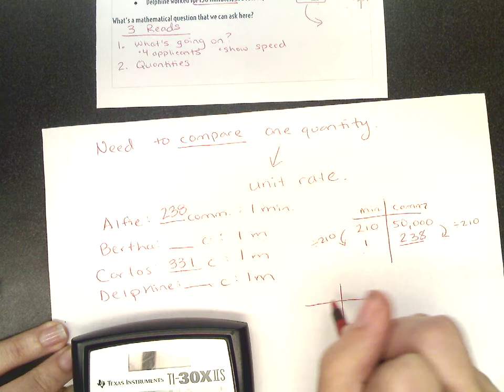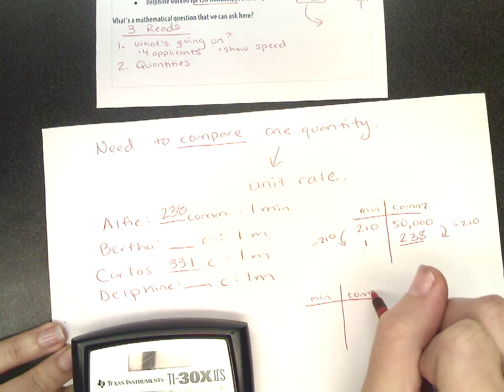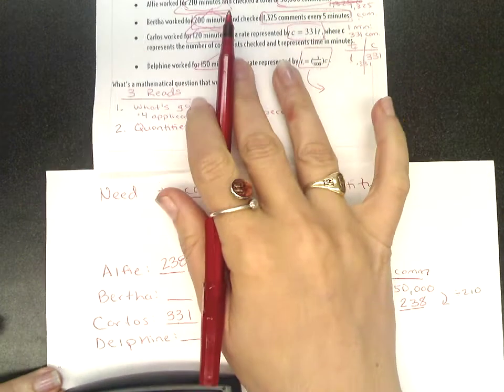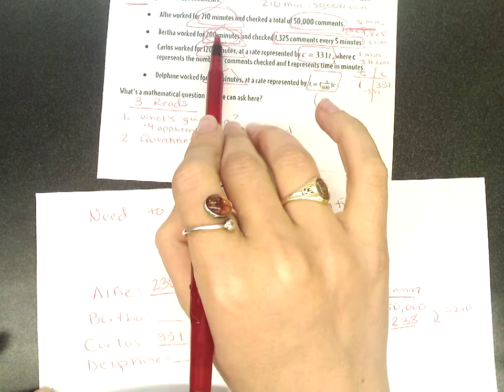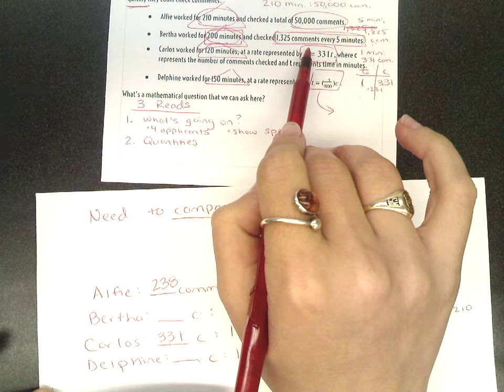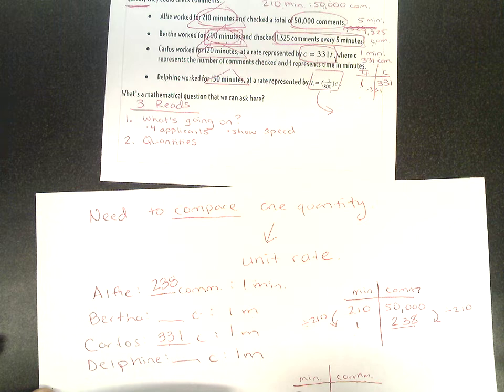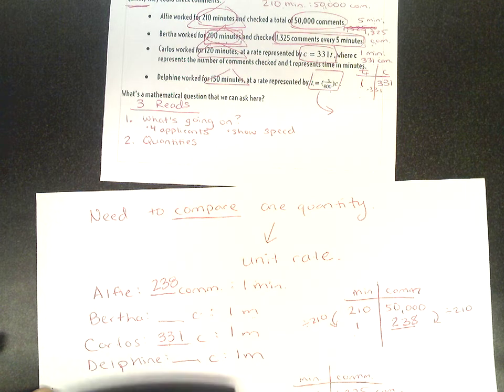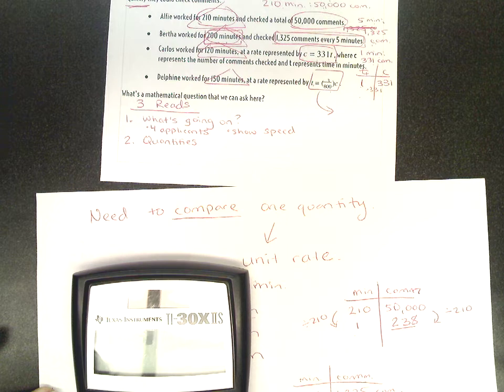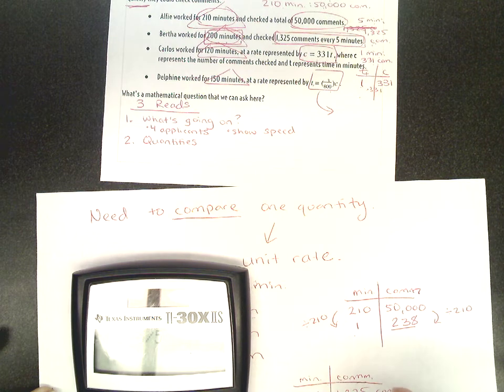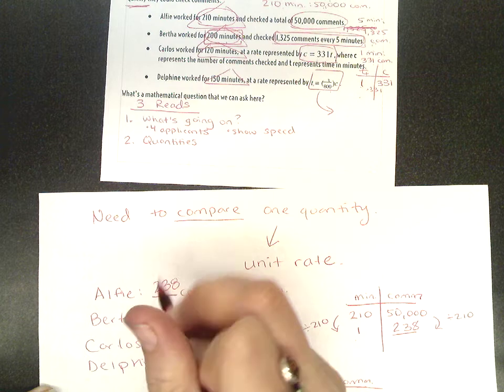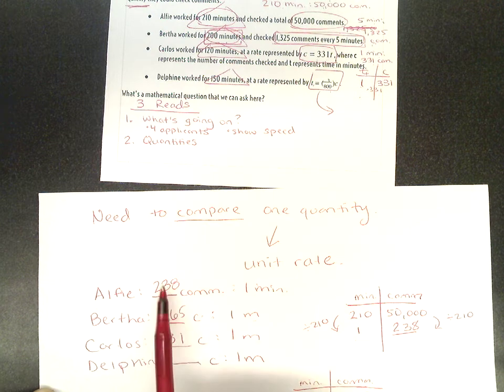Now let's look at Bertha. We do have a total time for Bertha, the 200 minutes, but we also have this ratio that's going to help us get down to 1 minute. In 5 minutes, Bertha can read 1,325 comments. So if I want to get to 1 minute, I would need to scale down by 5. And that's exactly 265 comments. So she can do more comments in a minute than Alfie can, but fewer than Carlos.